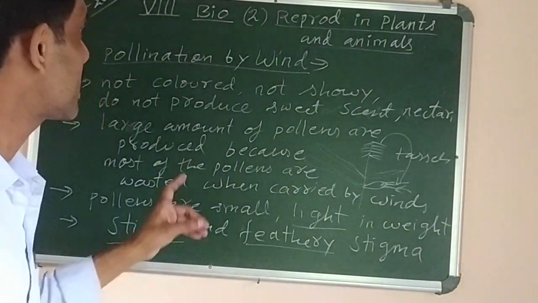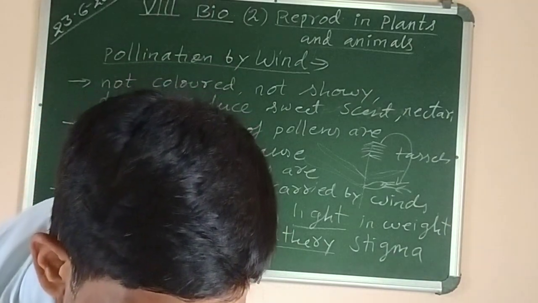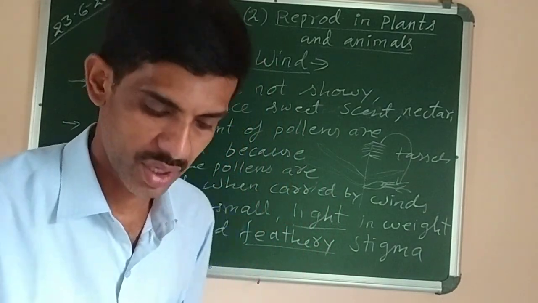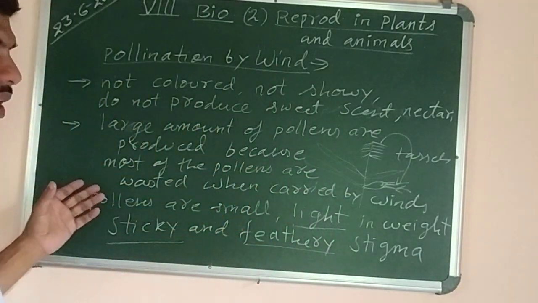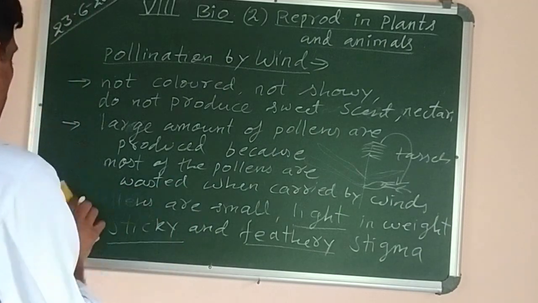An example of such wind-pollinated flowers is maize flower, we can write. Okay? Now the next one we have to do is water pollination. Okay? What is water pollination? Or what are the characteristics of flowers which are pollinated by water?